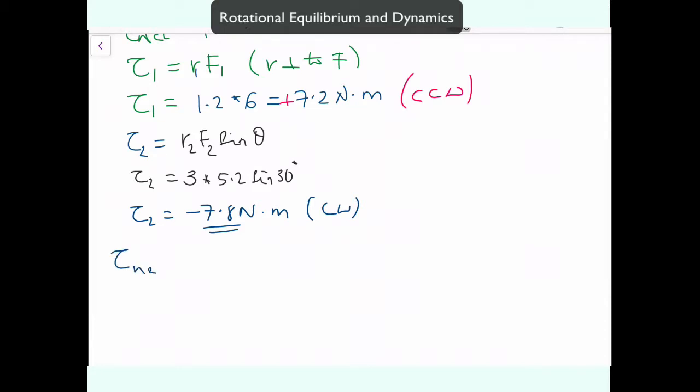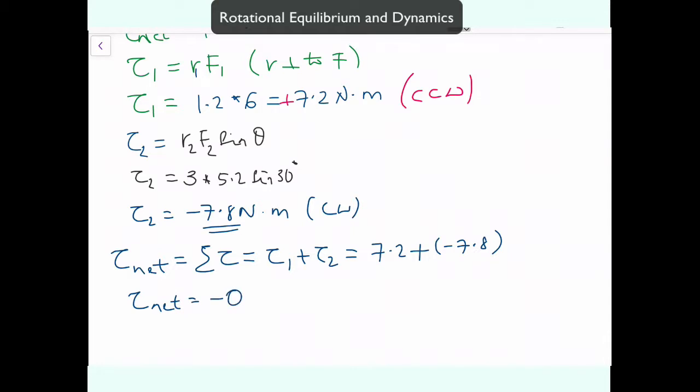Then torque net, the sum of all the torques, is simply tau 1 plus tau 2. Torque 1 is 7.2 and torque 2 is negative 7.8. When you add those two, you get tau net equals negative 0.6 Newton meter. This negative just indicates that the rod is going to move in the clockwise direction, because that's the dominant value.